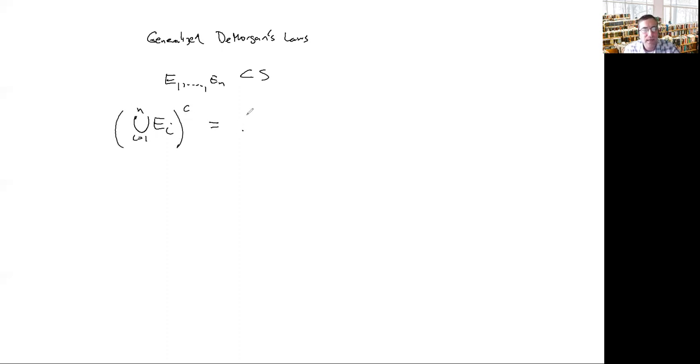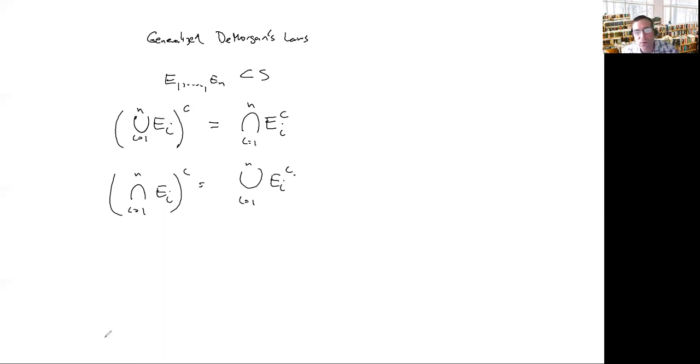And that's going to give you the intersection, i goes from 1 to n, of E sub i complement. And a similar thing goes for intersecting, i goes from 1 to n, E sub i, complement. That's the union, i goes from 1 to n, of E sub i complement. So these are the two general forms of De Morgan's laws. We recover the previous version when we have two sets, when n is 2. So that's it for this lecture. We finish section 2.2 of the text.